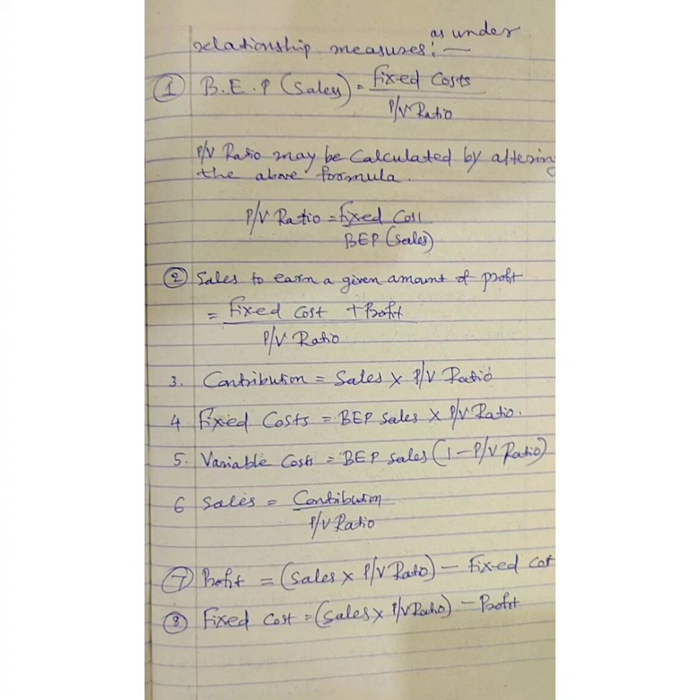Suppose you are going to find out the variable cost. At that time, BEP sales, start with bracket 1 minus PV ratio, close the bracket. Now sales, how you are going to find out sales? That formula is contribution divided by PV ratio. Now profit equal to sales into PV ratio minus fixed cost. Same again, last formula, that is fixed cost equal to sales into PV ratio minus profit. These formulas you must remember throughout this chapter, marginal costing.